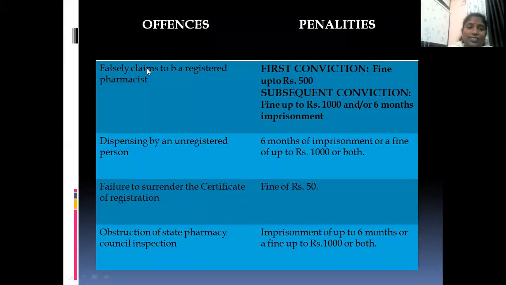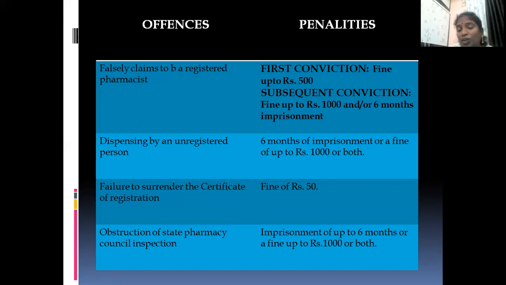So what are the offenses? Offenses mean a false claim to be a registered pharmacist, meaning he is not qualified but is still acting as a registered pharmacist. Then what is the fine? For a first conviction, meaning the first offense, the fine is 500 rupees. For subsequent, meaning further offenses, how much do they have to pay? 1000 rupees they have to pay.